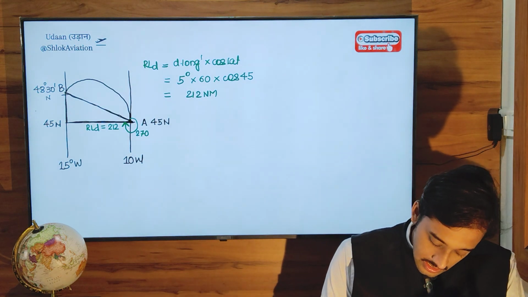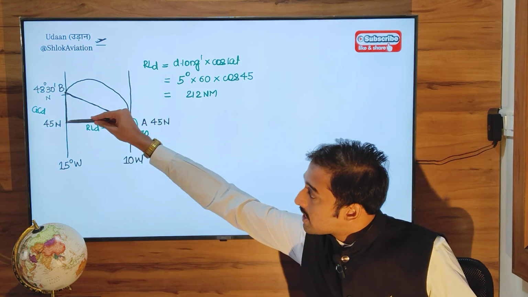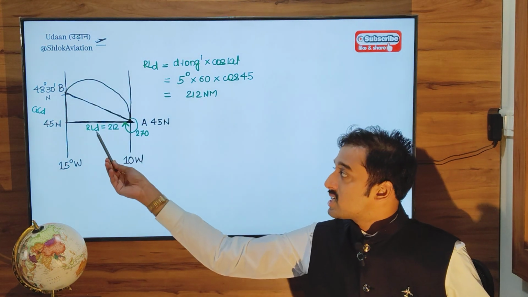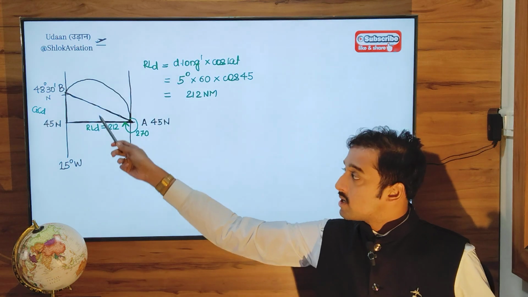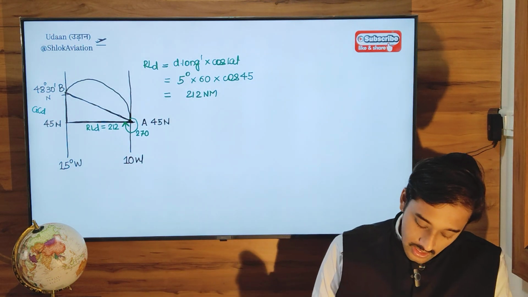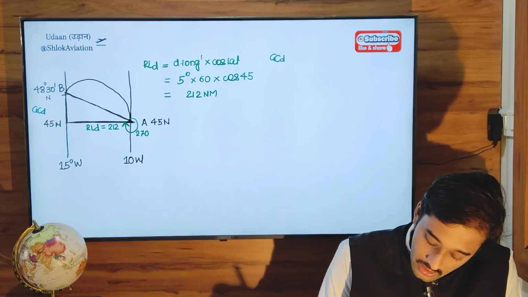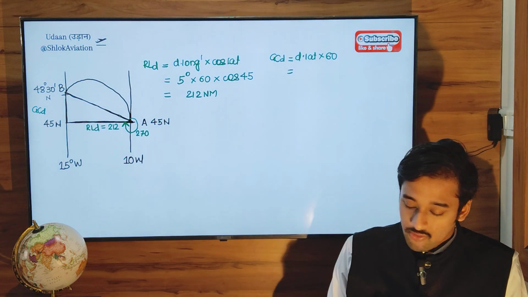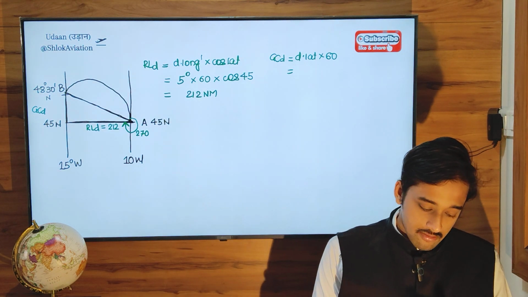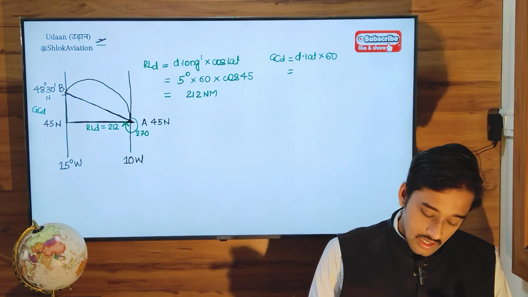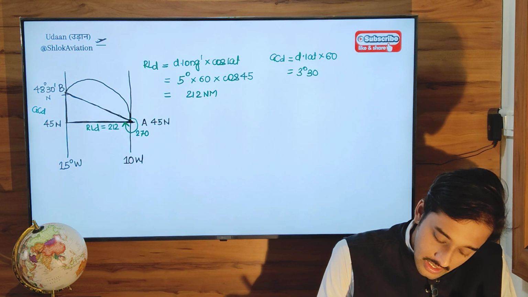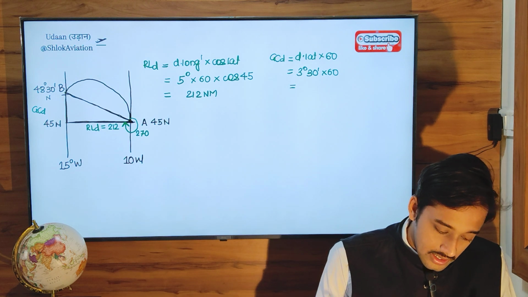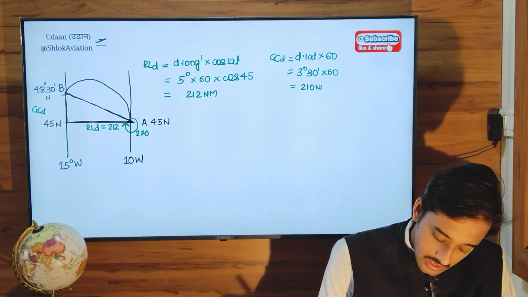Now let's find this great circle distance between these two latitudes, and this will give us the measurement of this side of the triangle. The measurement of this side of the triangle is 212. Let's find that side of the triangle. Now great circle distance equals to d lat into 60. Difference between those two latitudes is 48 degree 30 minutes minus 45 degree, 3 degree 30 minutes into 60 equals to how much? 210 nautical miles.